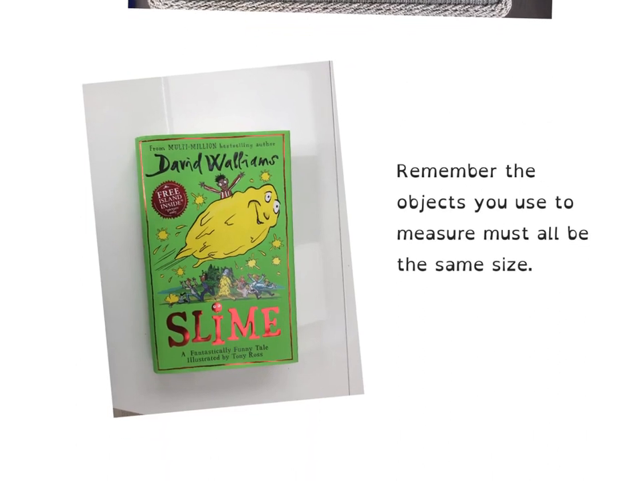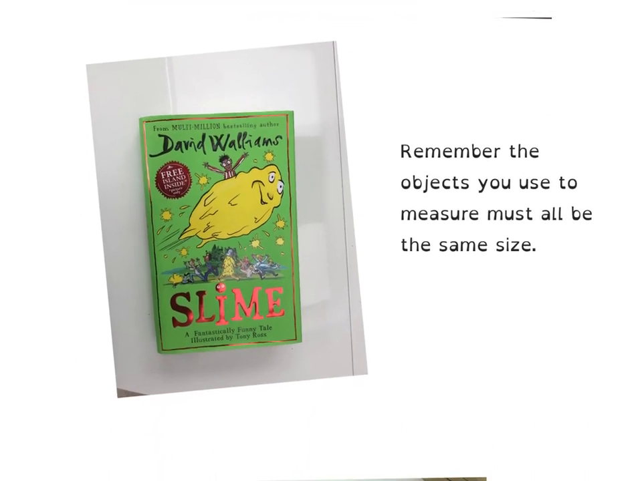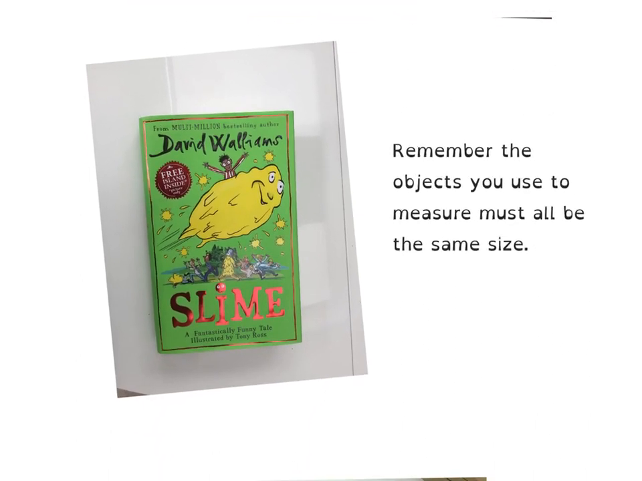Now we're going to measure the area of Slime by David Williams. Remember, the objects you use to measure must all be exactly the same size. So I had to think about this and thought, how can I measure Slime? Minion wouldn't really work because he would stick out over the edges. I could use paper clips, but I don't think I would have enough because Slime is quite big and a paper clip is tiny. I could have used rubbers, but again, I would need a lot of rubbers. I don't have that many. They're all in my classroom.